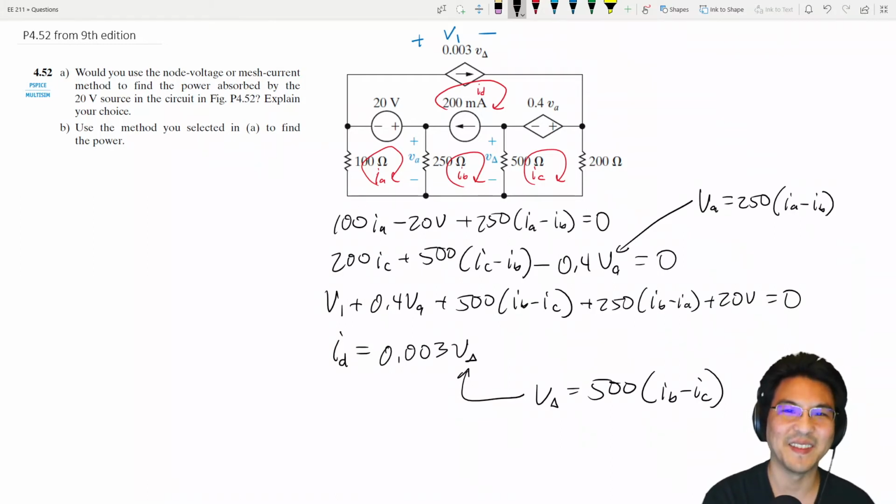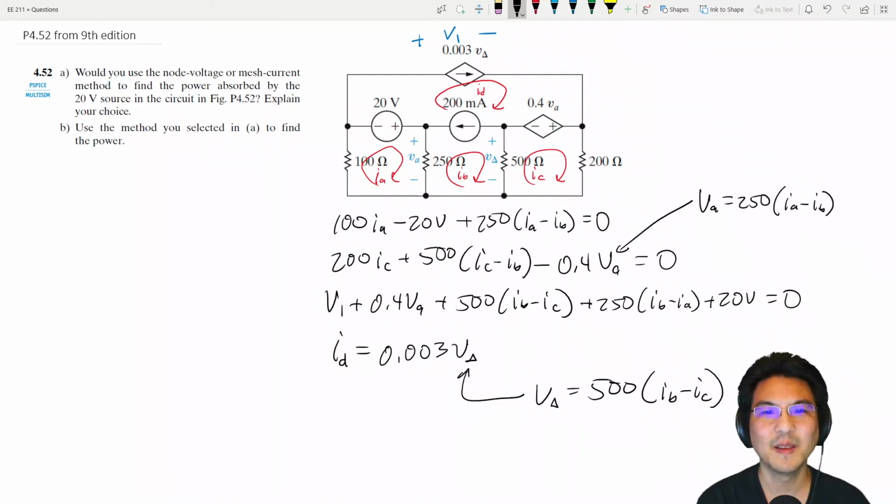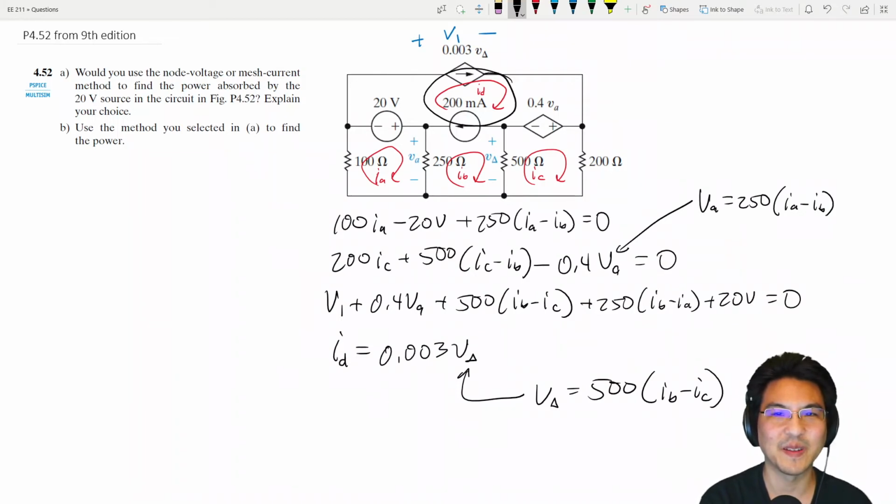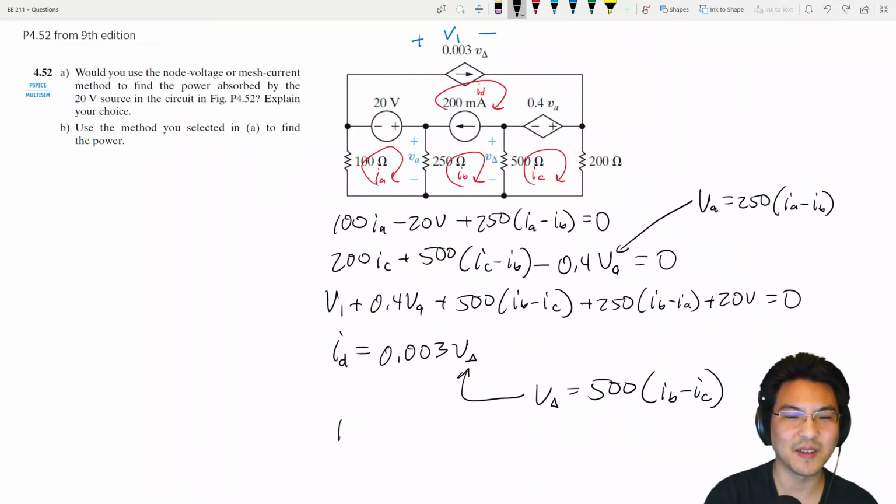Okay, and then this mesh current and this mesh current, right, have this in common. And notice the way the arrow is going, right? So mesh current ID is going this way. Mesh current IB is going this way to the right. So which one is more? ID is more, right? So ID minus IB is 200 milliamps.